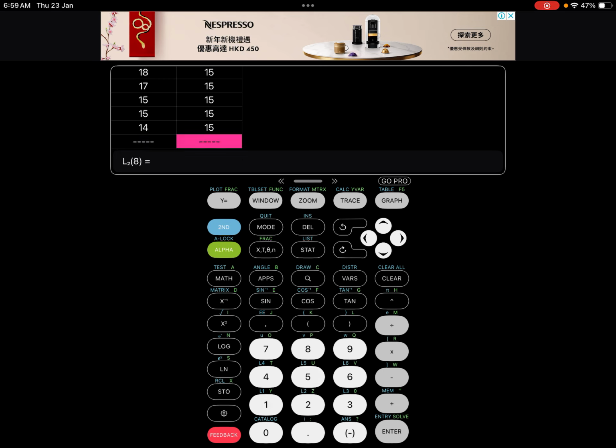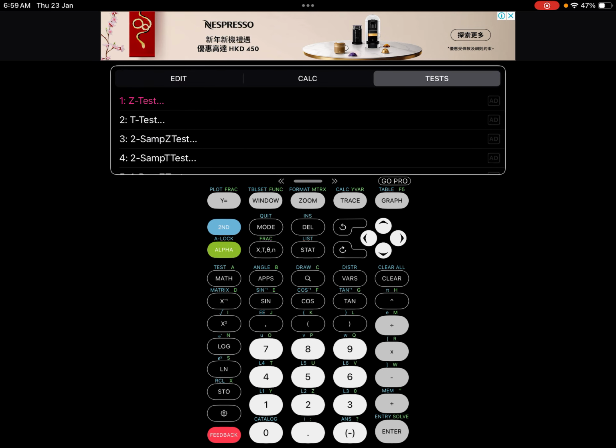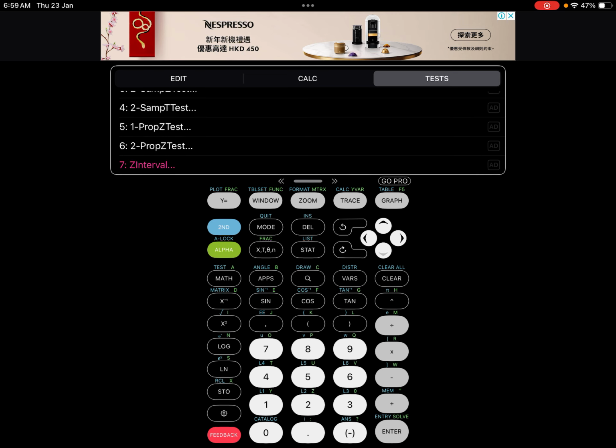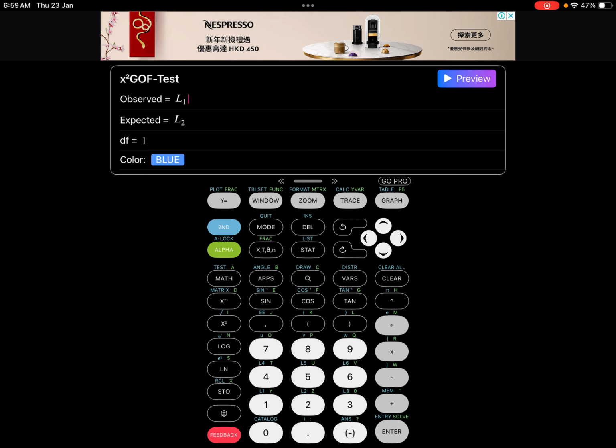Okay, so we're going to do the same thing as what we did with the chi-square test of independence. We're going to go to stat, then test. Now scroll down and you will see the chi-square GOF test. GOF obviously means goodness of fit, so we're going to click that. The observed frequency by default will always be L1, expected will be L2. The number you would have to change would be the degrees of freedom, that would be 6.